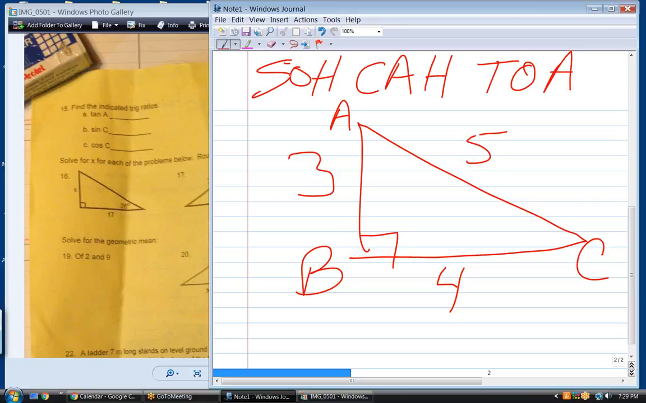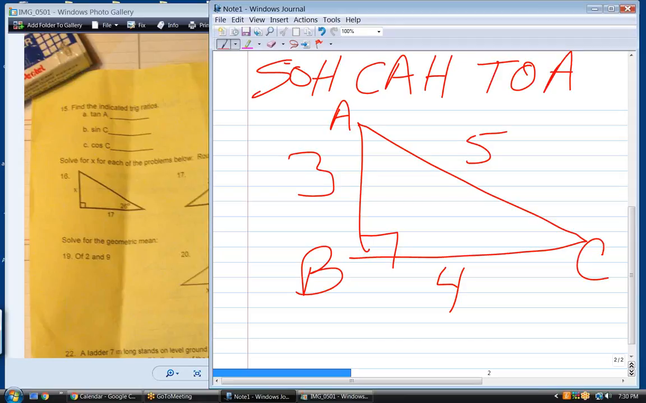What does SOH mean? Sine, which is opposite over hypotenuse. Okay, what's CAH mean? Cosine, which is adjacent over hypotenuse. And TOA? That's tangent, which is opposite over adjacent. Okay, so tangent of angle A is what ratio? Remember, when you take trig functions of angles, you always get ratios.